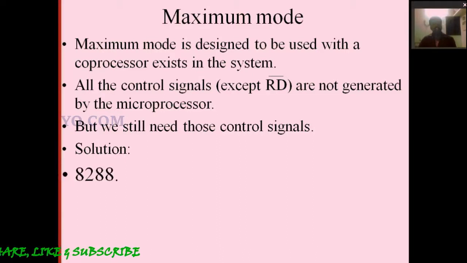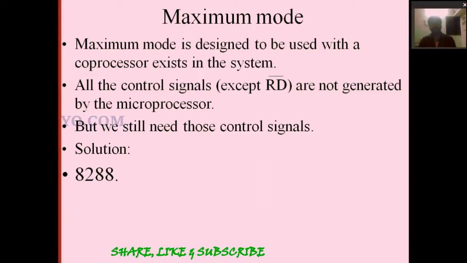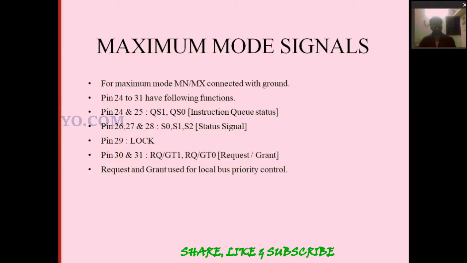Here the control signal is generated by the 8288 bus controller. The bus controller gets the input from the microprocessor as status signals, that is S0, S1, S2. These S0, S1, S2 provide the status of the microprocessor, and based on the status this bus controller generates the control signals.